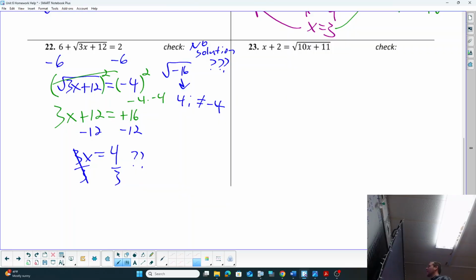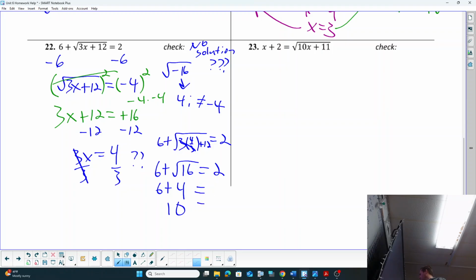Let's go ahead and check and plug it in. 6 plus the square root of 3 times 4/3 plus 12. And then we get 6 plus, so the 3's cancel. 4 plus 12 is 16. The square root of 16 is 4. And 6 plus 4 is 10. What the? 10 does not equal 2. I knew it. No solution.